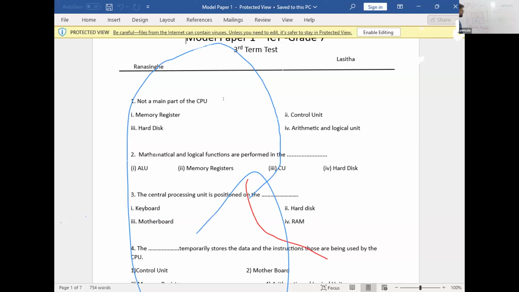And the second one is control unit. So control unit is also here. So that is the correct answer.